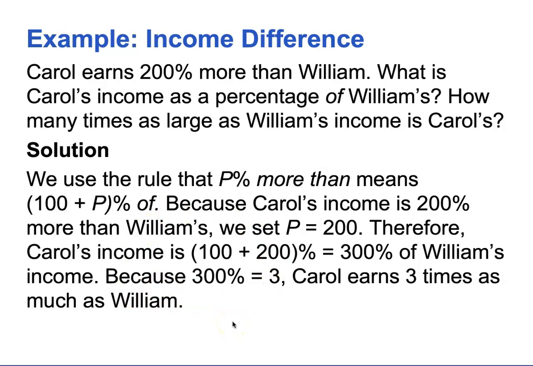Does that make sense? Are you following me? Because when it says 200% more than William here, they want you to know what the percentage is. So you've already got the 100% if they're equal, and she's 200% more. So she actually makes 300% of William's income when you compare it. So that means she makes 3 times as much as him.